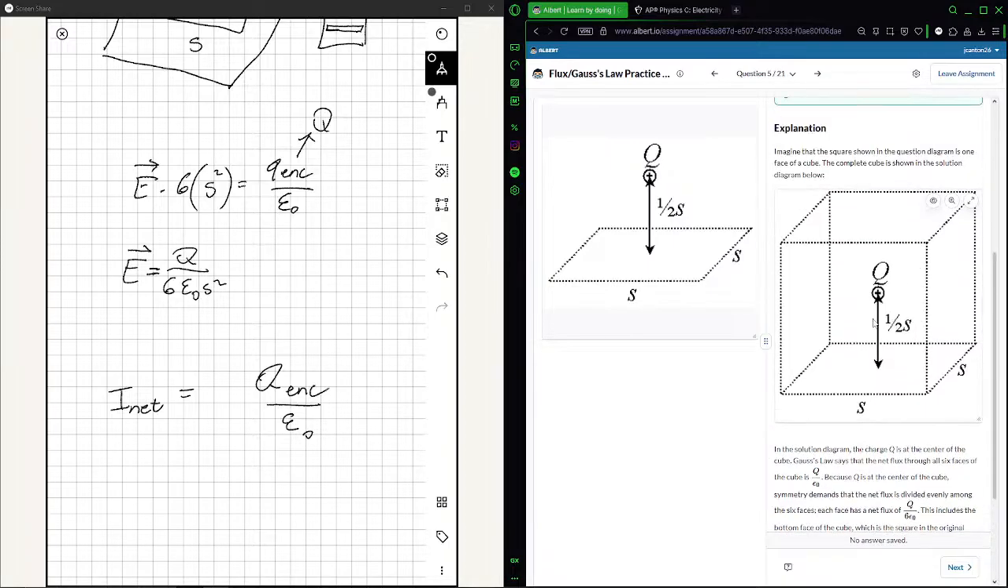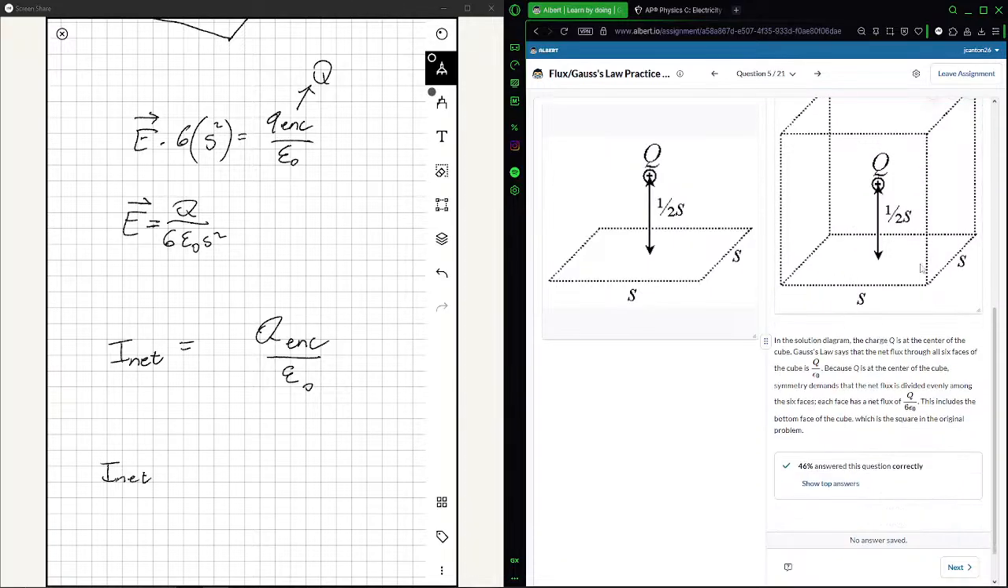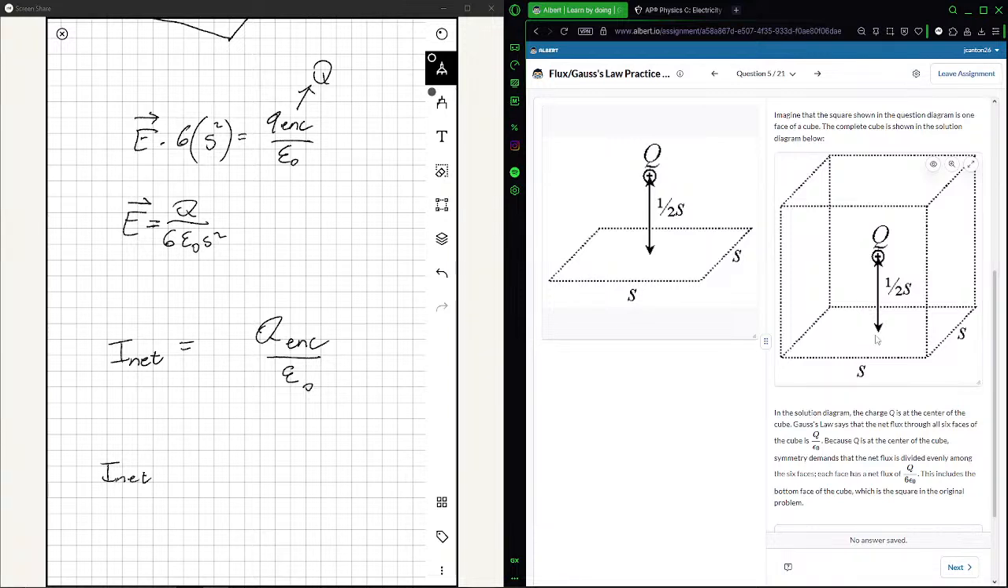But we also know that the net flux is equal to the sum of the fluxes of all the surfaces. So that means, and it's asking for the flux through the bottom surface, since each surface is at the same distance from that particle, each of these surfaces is going to have 1/6 of the total flux, since there are 6 identical surfaces.